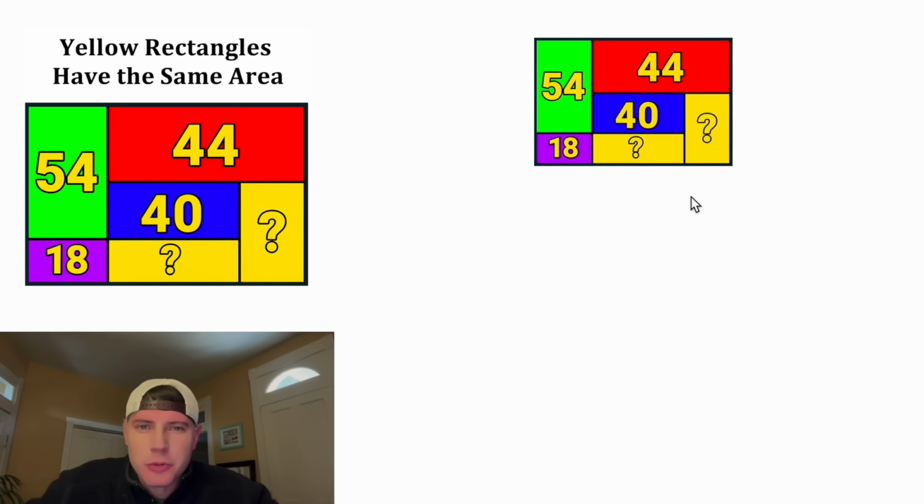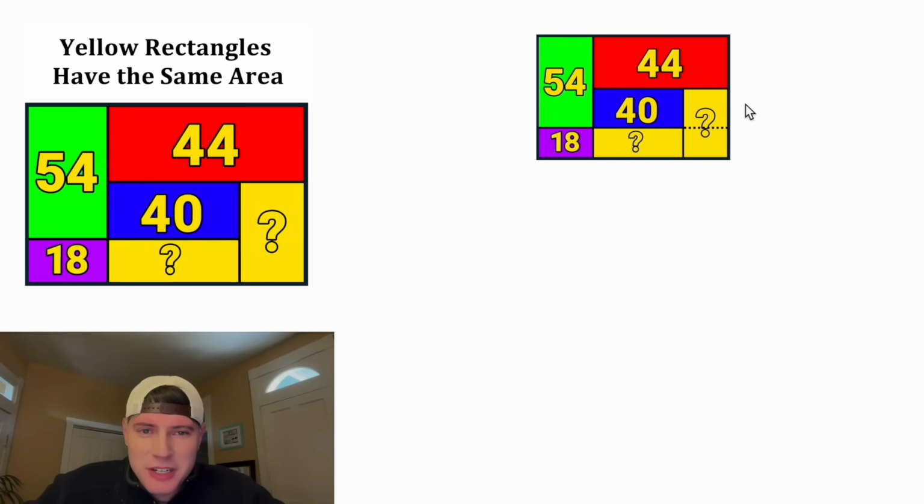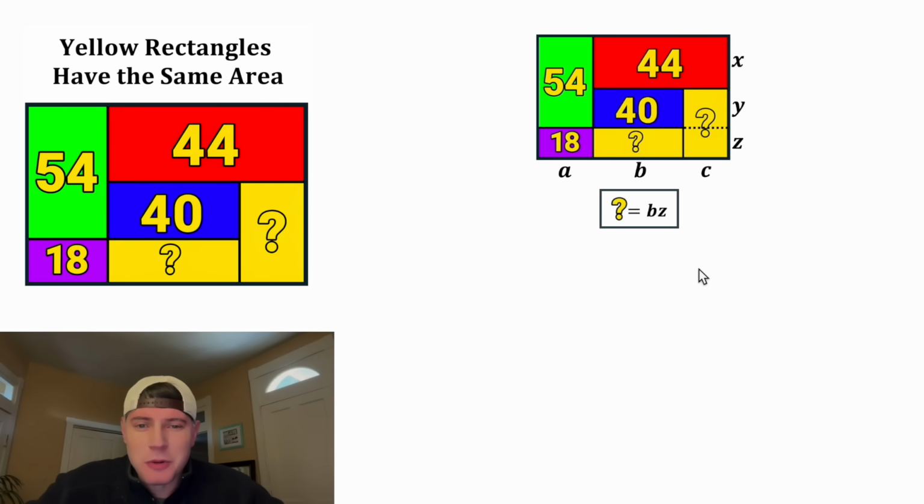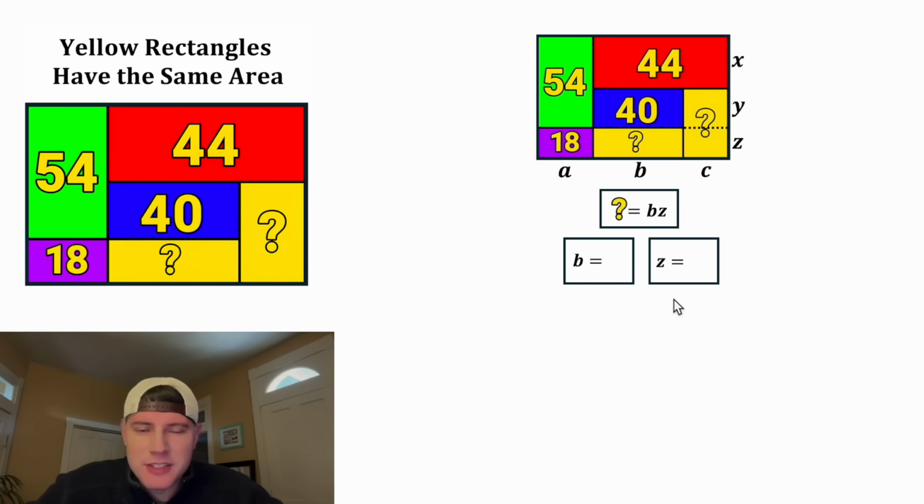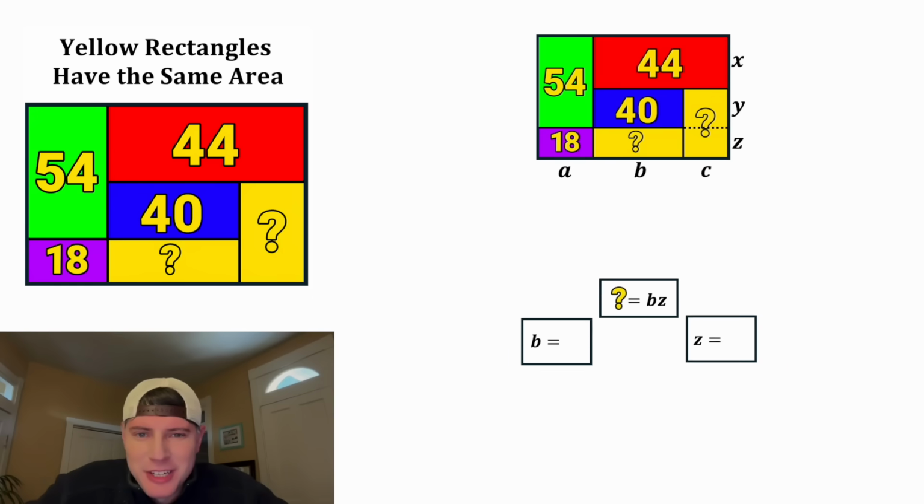3, 2, 1. First, I want to cut this rectangle up into parts and give each of these distances these corresponding variables. And we're trying to find the area of this yellow rectangle, so let's put down question mark equals base of B times the height of Z. This is what we're trying to solve. Let's put a box around it. And then in order to solve this, we need to find something for B and something for Z. So let's see if we can do this.